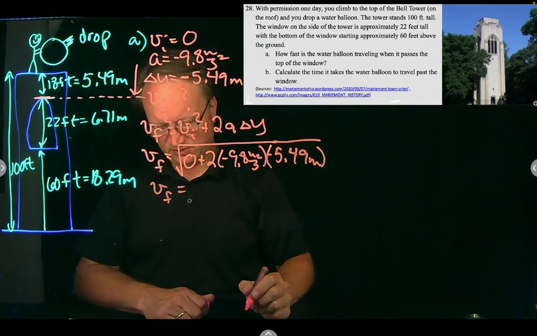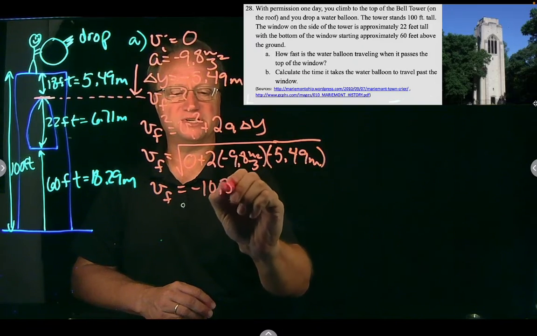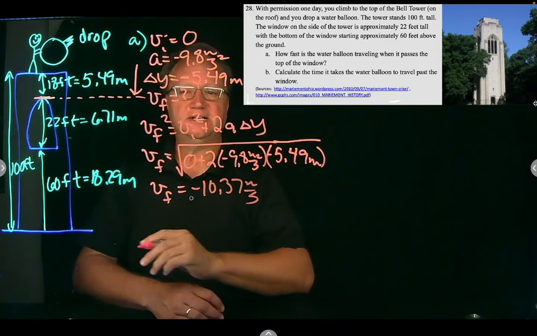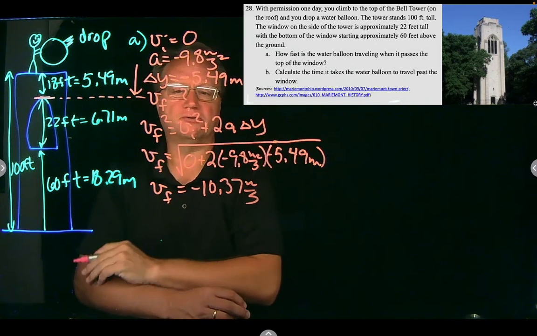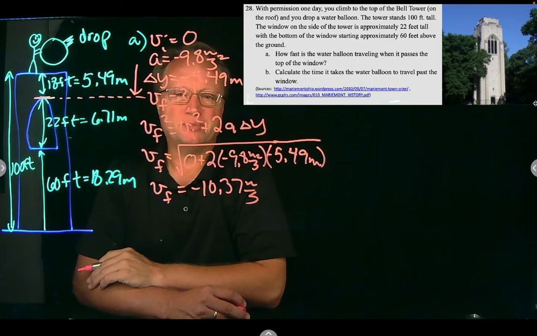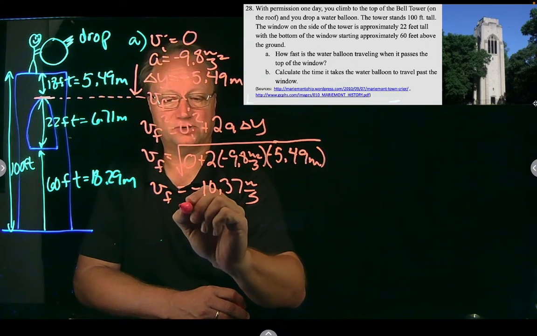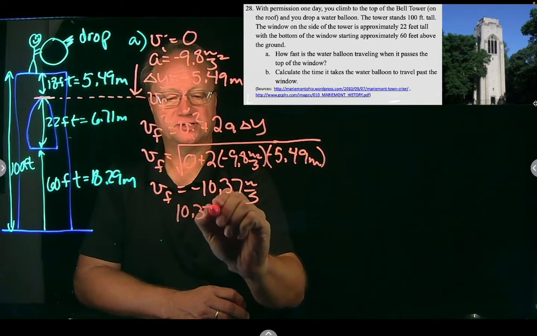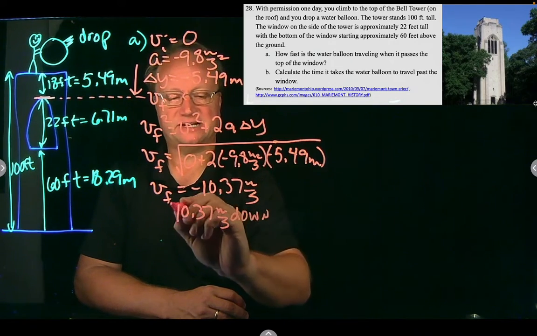Solve down, we get a value of negative 10.37 meters per second. Now you may ask, well, how do we get the negative? Remember, when you take the square root of a number, it can give you a positive or a negative root. We need to choose the negative root because we know that the balloon's going to be traveling downward. So then our final answer, 10.37 meters per second down.